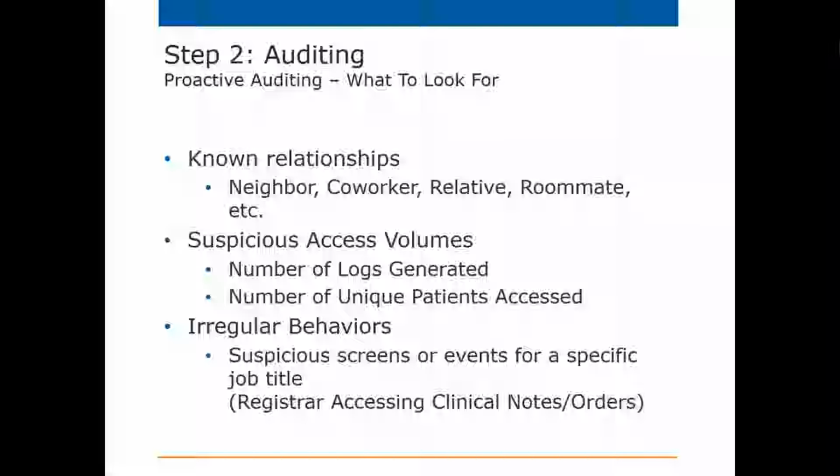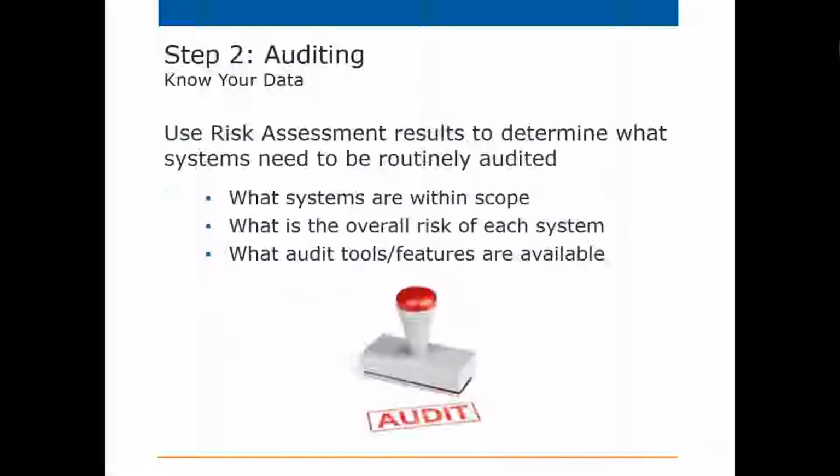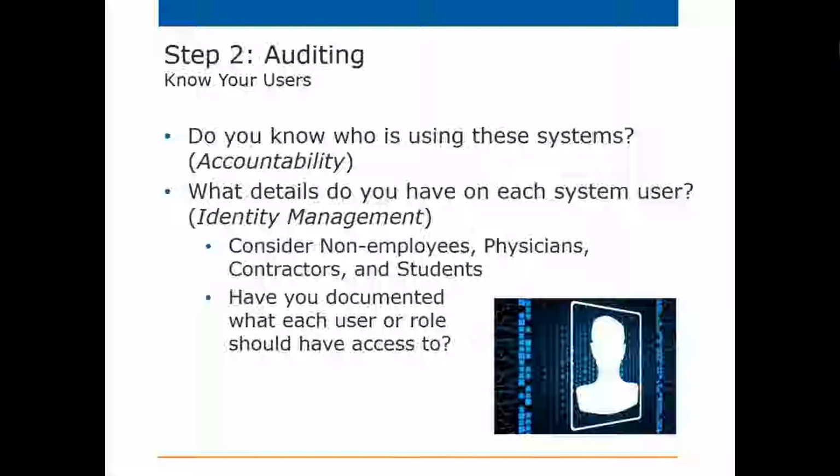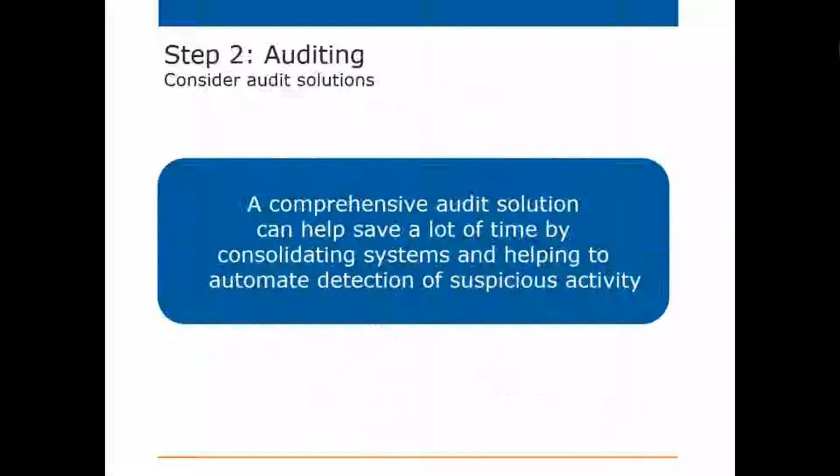So when you have a role of an individual, now let's just step back a couple of slides. We talked about, when we talked about knowing your user, having a documentation of what each user or role should have access to, this is where it's important. Because if a registrar should have access to just registration type information, when they go into that billing information or clinical orders or notes, then it really starts to stand out as abnormal. So this is what we're actually looking for when we're auditing, is these abnormalities.